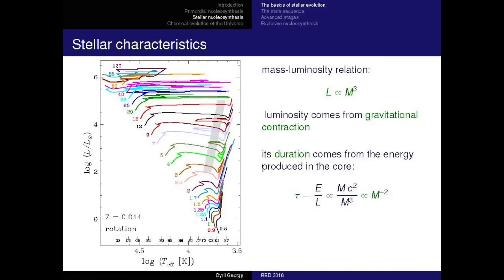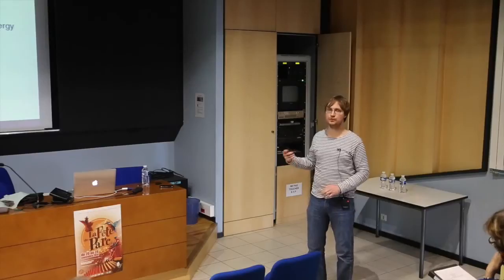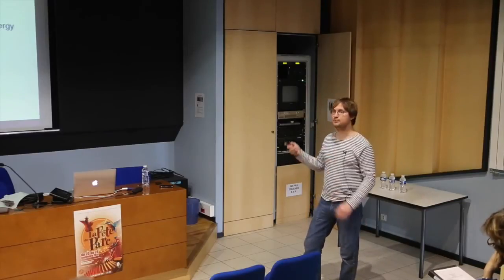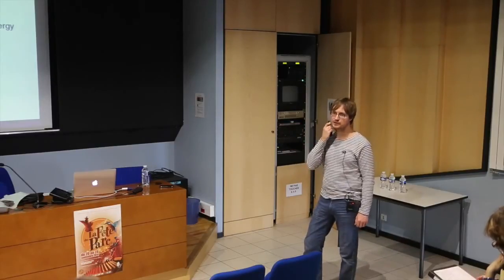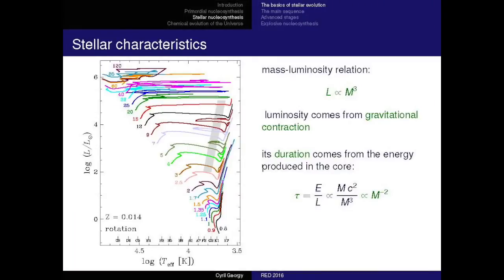So if you have a mass that is 100 times the mass of the sun, you will have a luminosity that is 1 million times bigger. So basically, what is fixing the luminosity of your star is the gravitational contraction. So if you have a 1 solar mass star or a 10 solar mass star, its luminosity will only depend on its mass and not at all on the way for the star to produce energy. So you can replace the nuclear energy by whatever energy you want. You will always get the same luminosity for a star. So this is an important point.